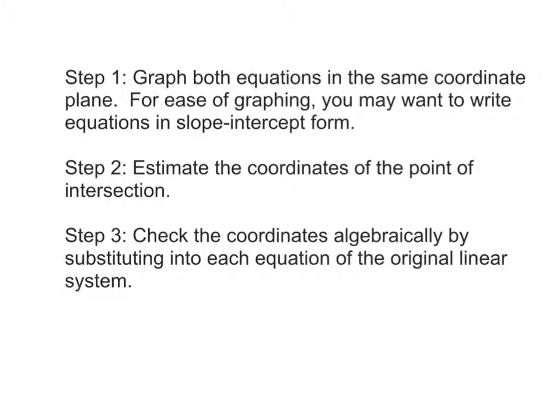For step 2, you're going to estimate the coordinates of the point of intersection. So again, we didn't land exactly on the point that we wanted, but you can kind of tell where it was supposed to go. Then for step 3, you're going to check the coordinates algebraically by substituting into each equation of the original linear system. So that's the step that you want to do on these. Again, this is not my favorite method, but we'll go ahead and learn it today, and you won't need to do it too much in the future.